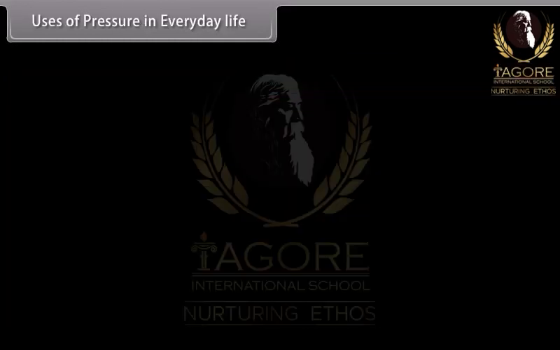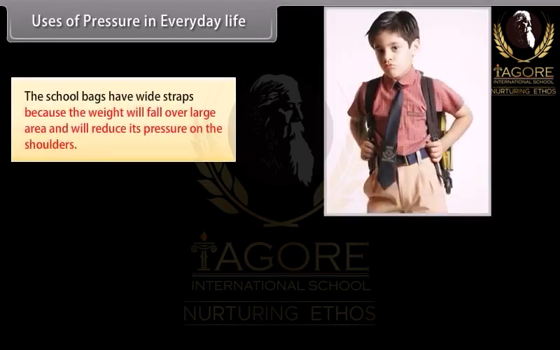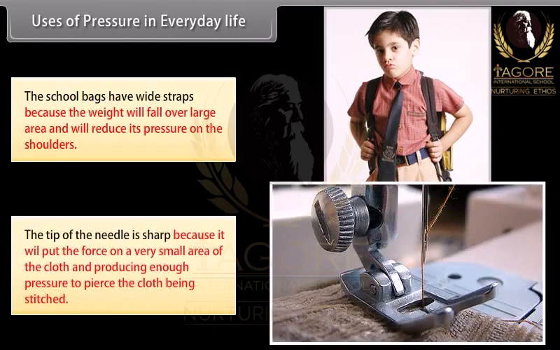Uses of pressure in everyday life. The school bags have wide straps because the weight will fall over a large area and will reduce the pressure on the shoulders. The tip of the needle is sharp because it puts the force on a very small area of the cloth, producing enough pressure to pierce the cloth being stitched.